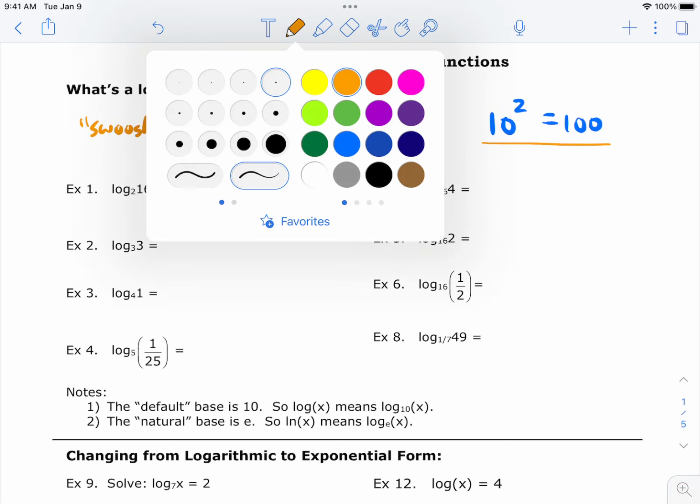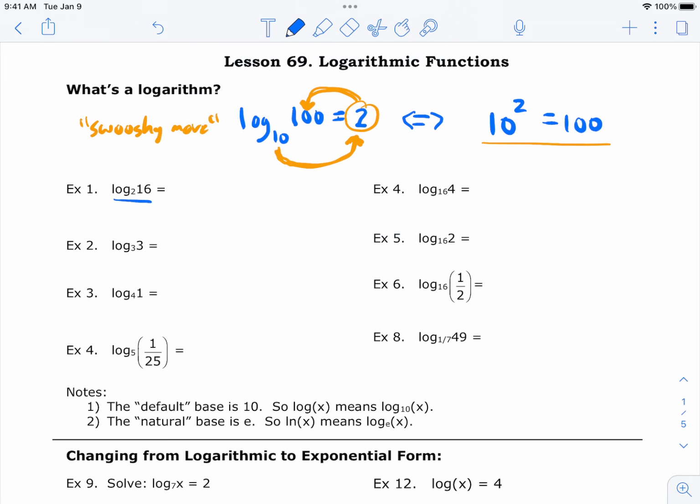Now, let's do some more examples. Log base 2 of 16. Well, you have to ask yourself, 2 raised to what power is going to give me a 16? So you just kind of work in your head a little bit, and you say, well, if I take a 2 and square it, that's a 4. If I take a 2 and cube it, that's an 8. If I take a 2 and raise it to the 4th power, there we go. 2 to the 4th power is 16.